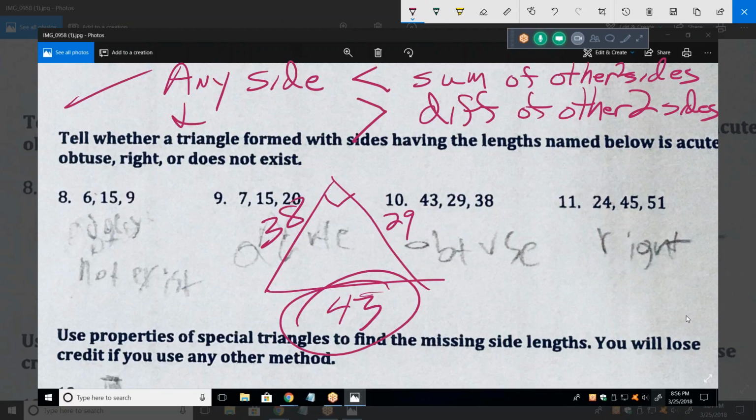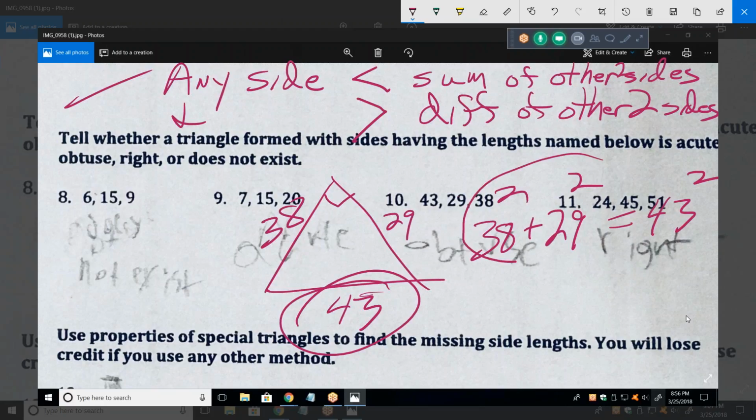Well, if it was a right angle, then 38 squared plus 29 squared would have to be equal to 43 squared. Can you give me numbers on that? So that's what those are, 43 squared is 1,849, so they are not equal. Which one is bigger? The 38 squared plus 29 squared. Okay. That makes that obtuse.